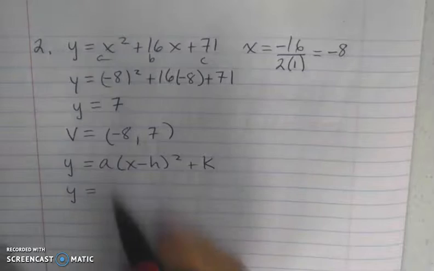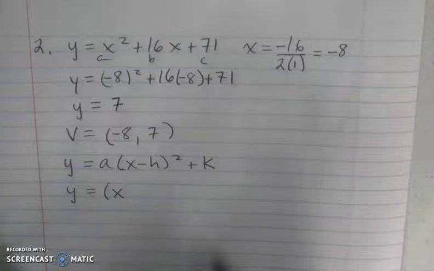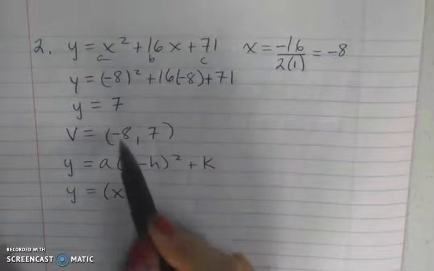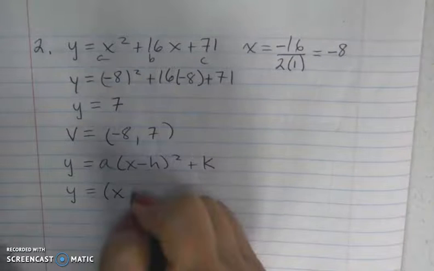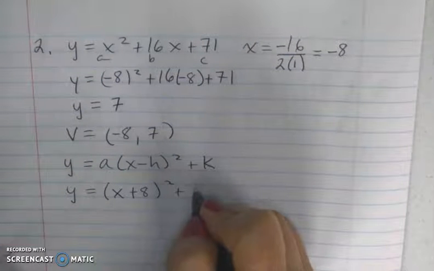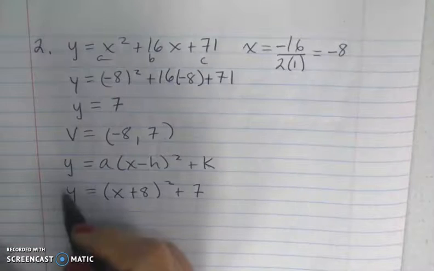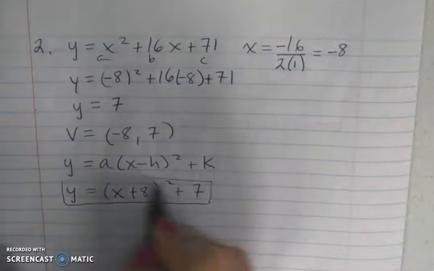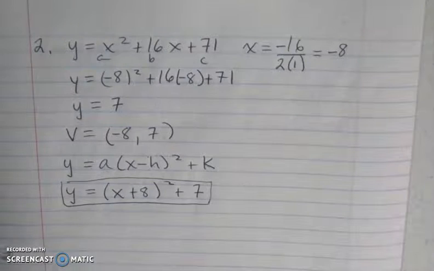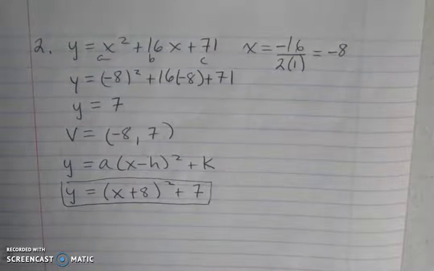A is positive 1 again, we don't need to write it. We're going to be careful here. We have x minus h, and h is negative 8, so negative 8 becomes positive 8. And then our y-coordinate doesn't change. So this is the vertex form of this equation. You can check it if you have a graphing calculator at home. If you put them both into your graphing calculator, you're going to get the exact same graph.